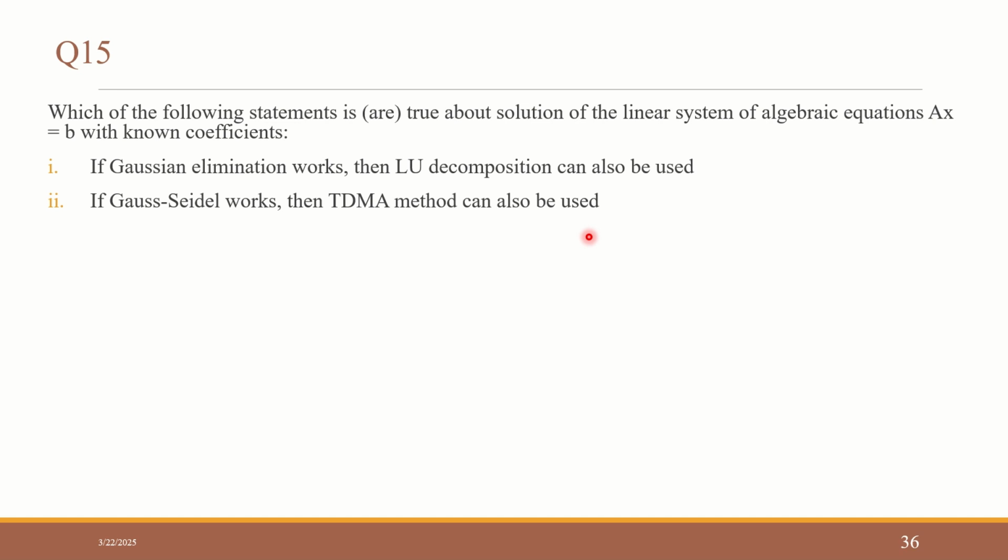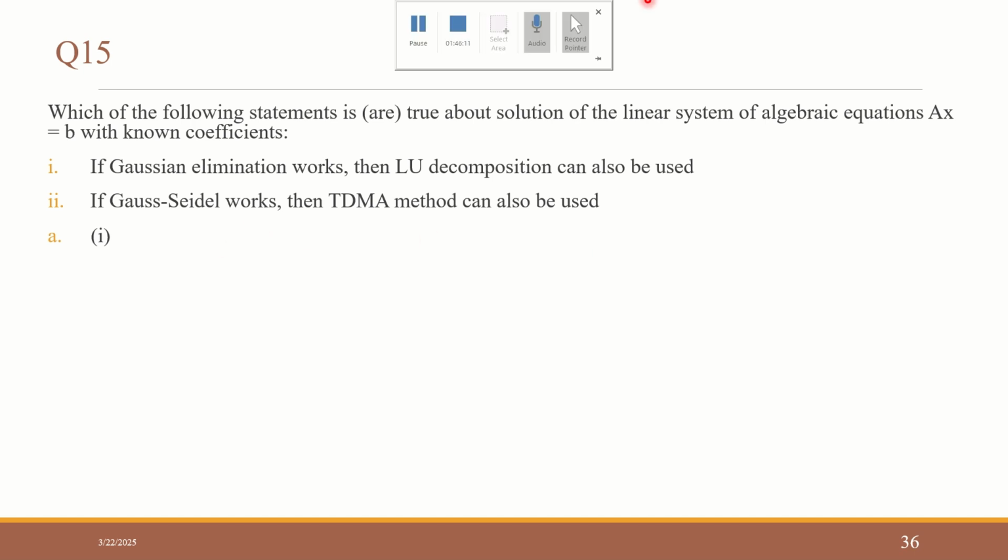This is not true. Because Gauss-Seidel is an iterative procedure, but TDMA, the tridiagonal matrix algorithm, requires a special criterion: the matrix should have a diagonal element, a subdiagonal element and an above-diagonal element. That structure should be there in the TDMA method to get the solution. So we cannot say if Gauss-Seidel works, TDMA can also be used. So that is a false statement. So one is true, two is false.